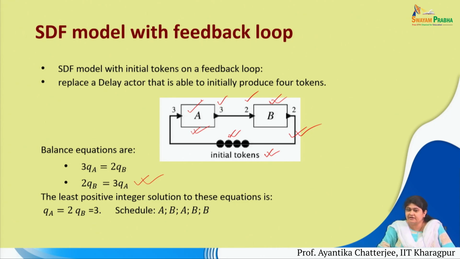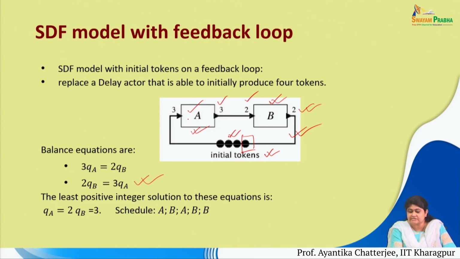So, if we are initially giving just 3 tokens, what will happen? Let us say not 4, we are giving 3 tokens. So, if we are giving 3 tokens, it will generate 3 outputs. From there 2 will be consumed by B, and at the first level B will generate 2 tokens as outputs.